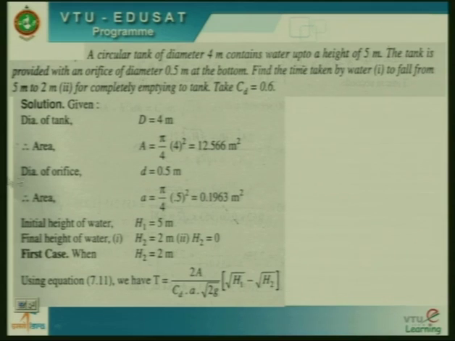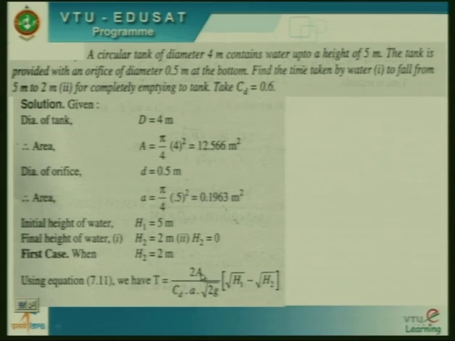Now, let us go straight to this equation. T is equal to 2A into root of h1 minus root of h2 divided by Cd into a into root of 2g. Now, find the capital A. Diameter is 4, therefore, area of the tank is 12.57 meter square. Diameter of the orifice is 0.5, therefore, area works out to be 0.1963 meter square. So, initial depth of water is 5 meter, final level h2 is 2 meter in the first case. In the second case, my h2 is equal to 0.